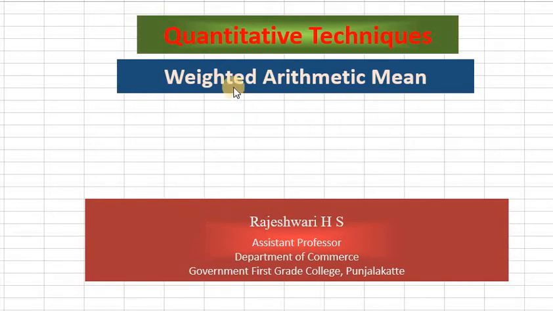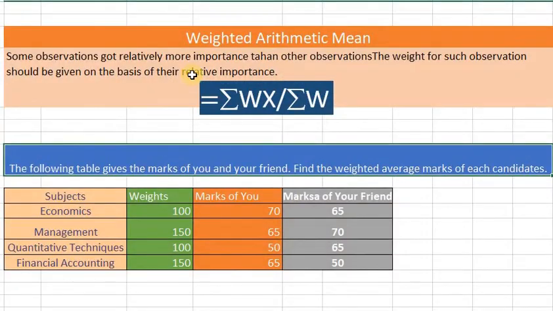Today we are going to learn weighted arithmetic mean or weighted average. So let us see the meaning of weighted arithmetic mean. Here some observations get relatively more importance than other observations. The weight of such observations should be given on the basis of their relative importance.